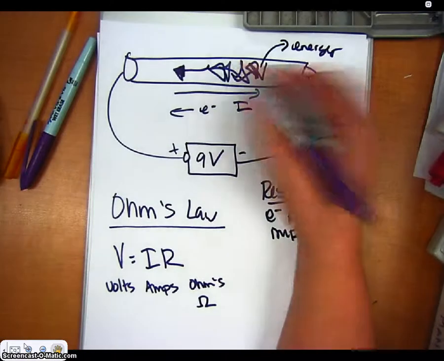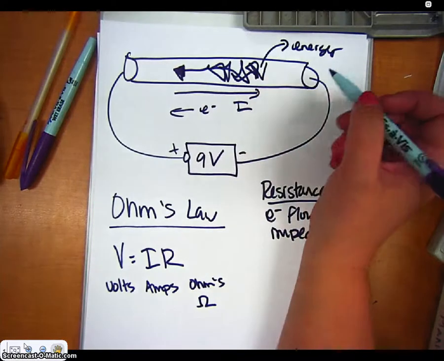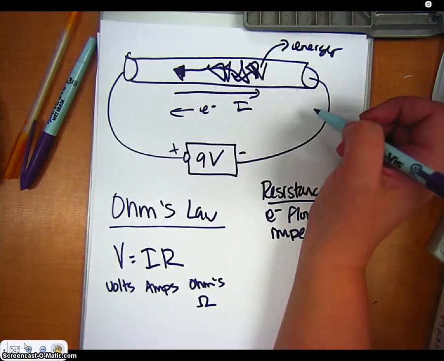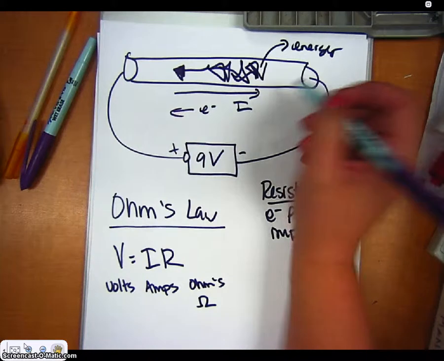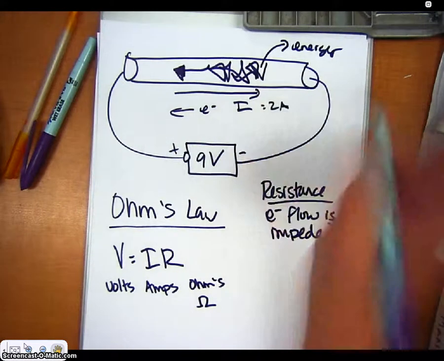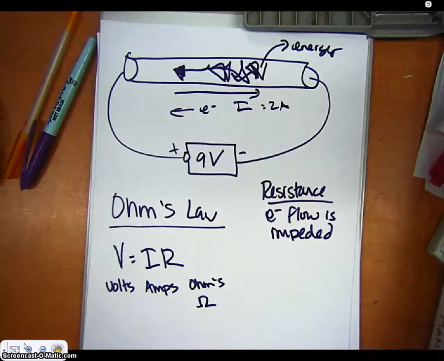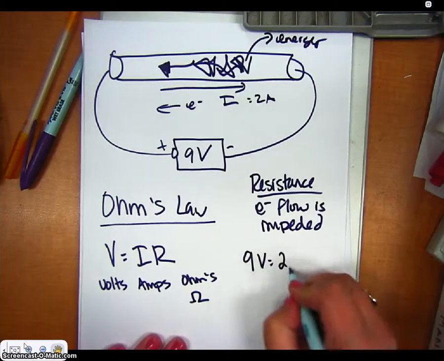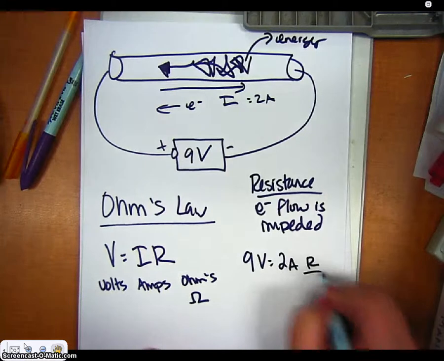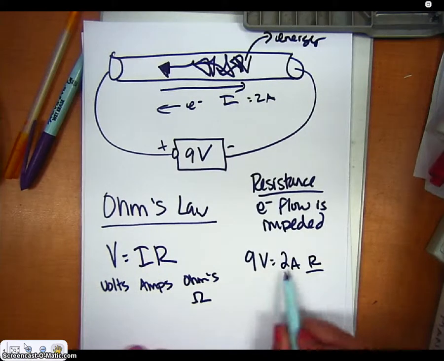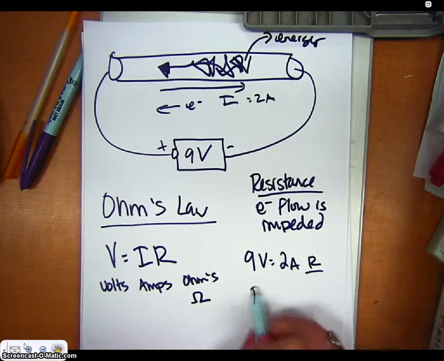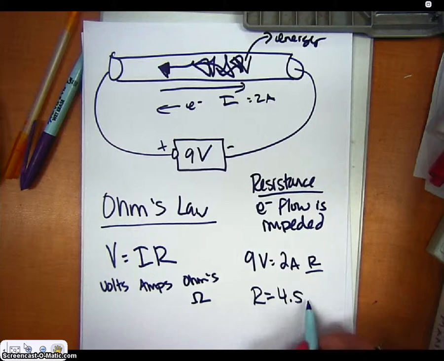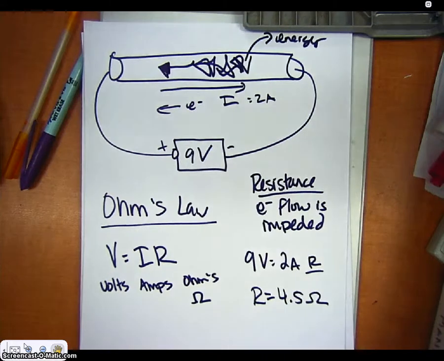So let's say I plug up into this simple circuit an ammeter. An ammeter is a device that measures current, and let's say that ammeter says I have 2 amps of current. Well, let's figure out what the resistance in the wire is. Alright, so I've got 9 volts is equal to 2 amps times R. So to solve for R, I just divide by 2 on both sides, and I get that the resistance in this circuit is 4.5 ohms.